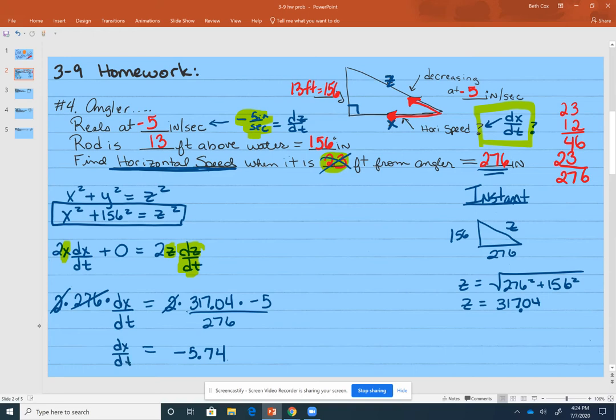So my horizontal change is -5.74 inches per second. Okay, so if we just think it through, this one is changing at 5 inches per second, and this one is changing at 5.74 inches per second. And I hope that makes sense. But that's what's going on here. So hope that would help you with number 4. Let's move on to number 5.